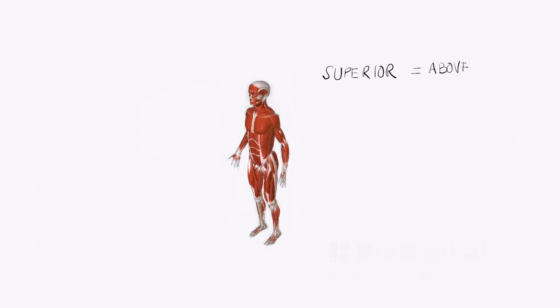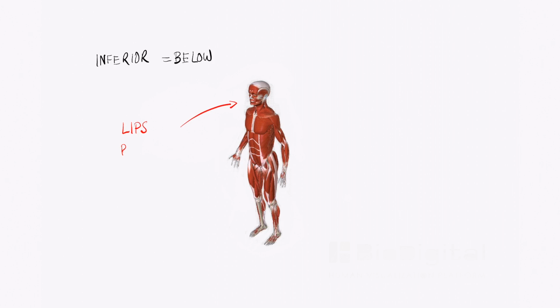Superior is used to describe a structure located above another structure, like the eyes are located superiorly on the face compared to the lips or the nose, or the lungs extend superiorly in the chest compared to the heart. Inferior is the opposite of superior. This is used to describe a structure that is located below the other structure, or a structure located away from the head. For example, the lips are placed inferiorly on the face compared to the eyes. Or, the diaphragm is inferior to the lungs and the heart.